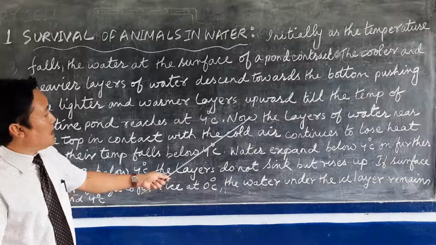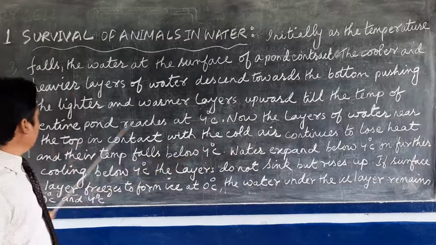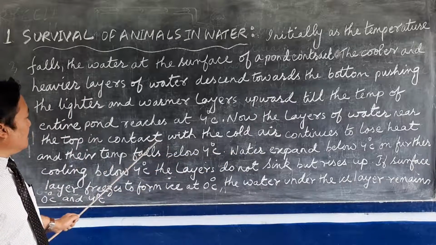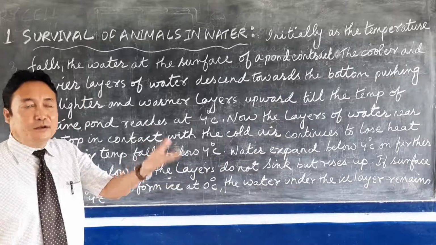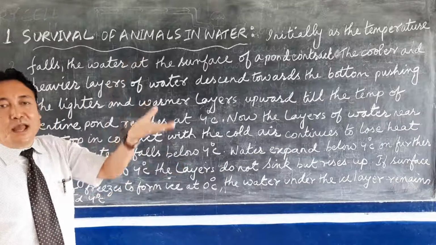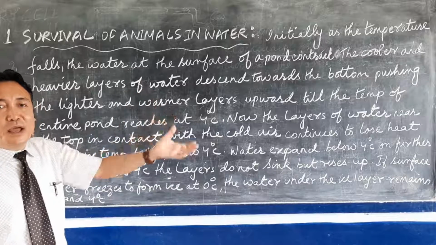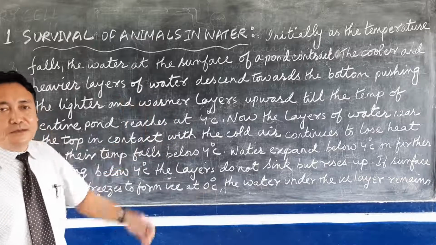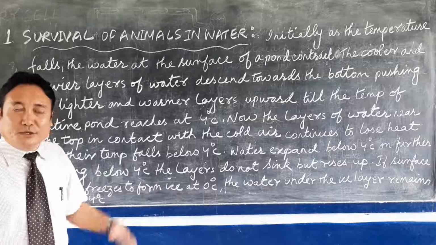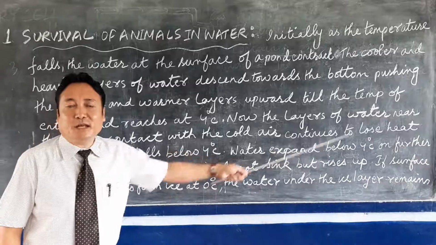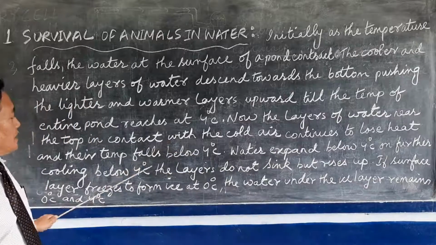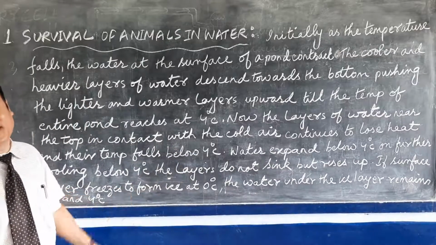Now after that, what will happen? The layer of the water near the top, in contact with the cold air, continues to lose heat. Now the warmer water has come up. And what happens is that this warmer water has come in contact with the cold air, so now this warmer water will continue to lose heat. It will start losing heat and the temperature falls below 4 degrees Celsius.